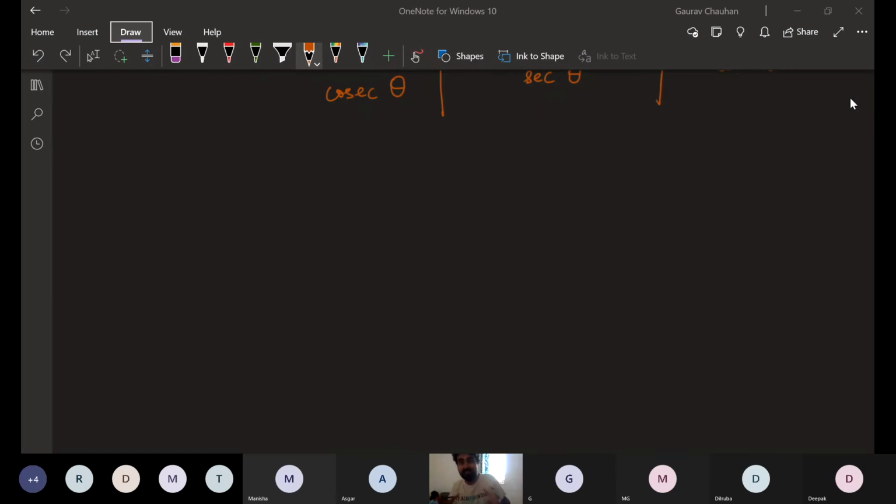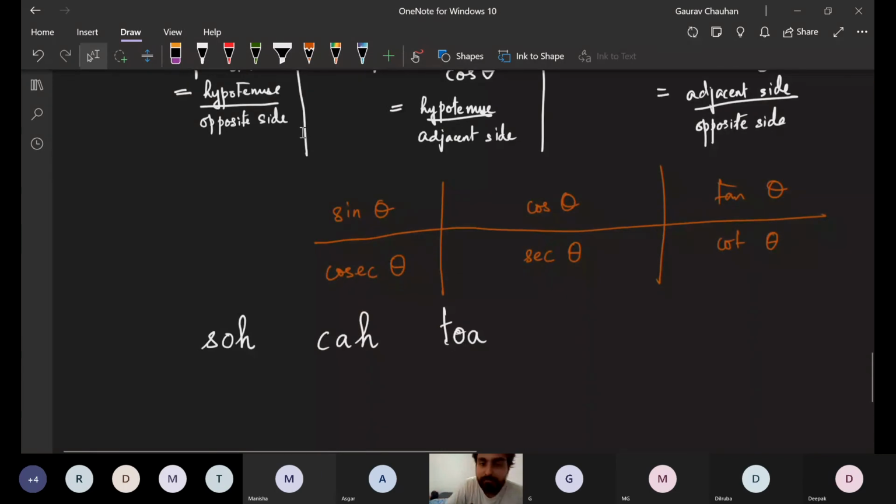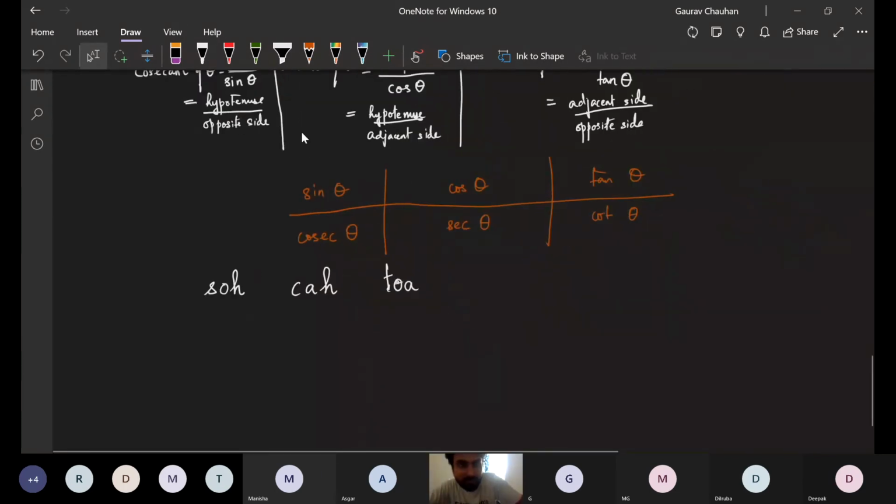Okay, basically that's what I'm going to do now. I'm going to give you a mnemonic, a trick, to remember all these formulas. And the trick is SOH, CAH, TOA. Anyone got it till now? SOH, CAH, TOA. Anyone who got it would like to tell this to the class?